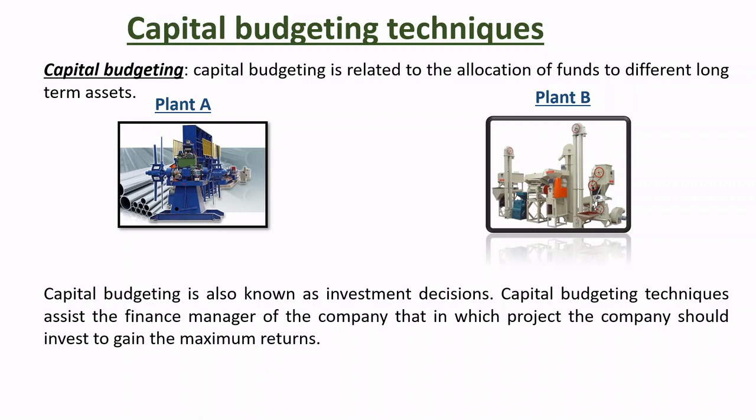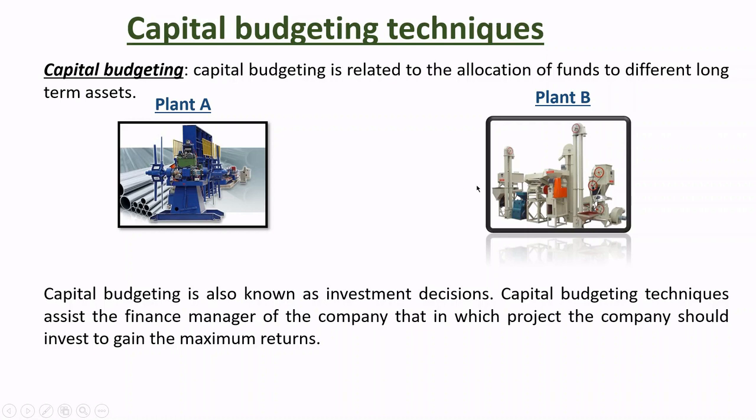So first of all we will learn what is capital budgeting. Capital budgeting is related to the allocation of funds to different long-term assets. Now what does it mean? Suppose that the company has two plant proposals. First is plant A and second is plant B.